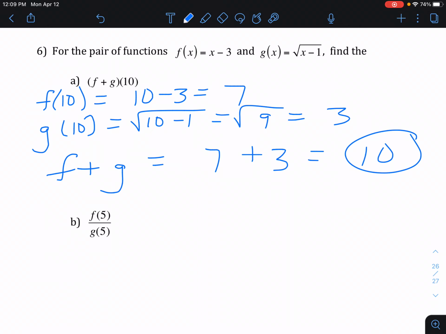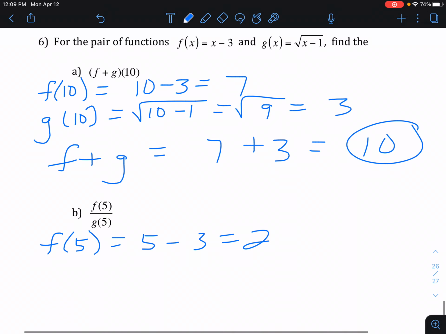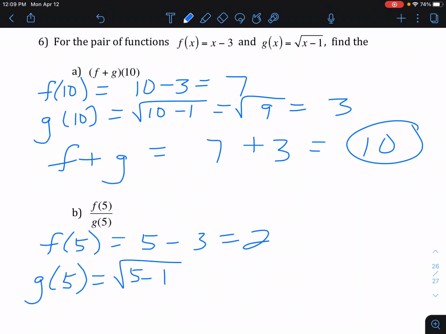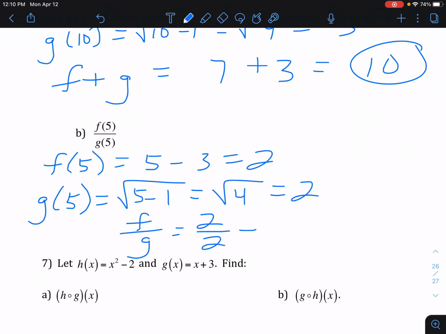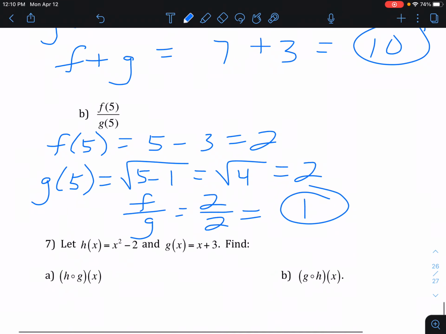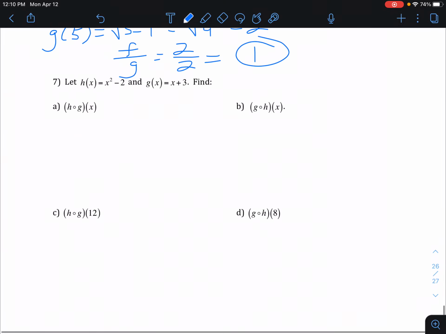Okay, next up, f of 5 divided by g of 5. So f of 5 is 5 minus 3 is 2. G of 5 is square root of 5 minus 1, which is square root of 4, which is 2. And then we do f divided by g. 2 divided by 2 is 1. Just looking ahead at how much I got left.